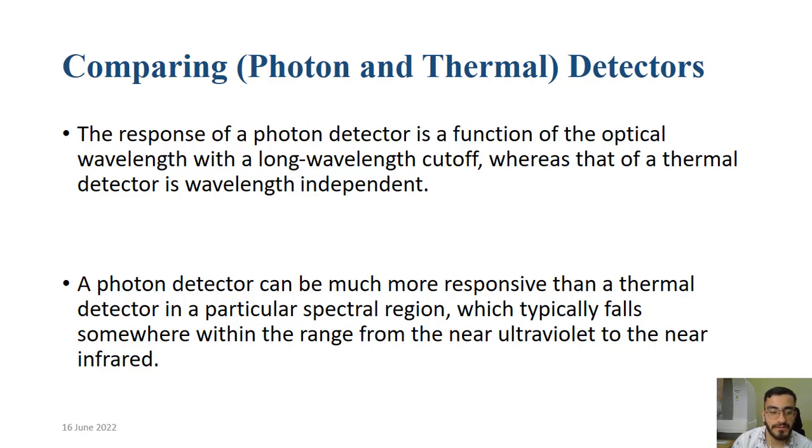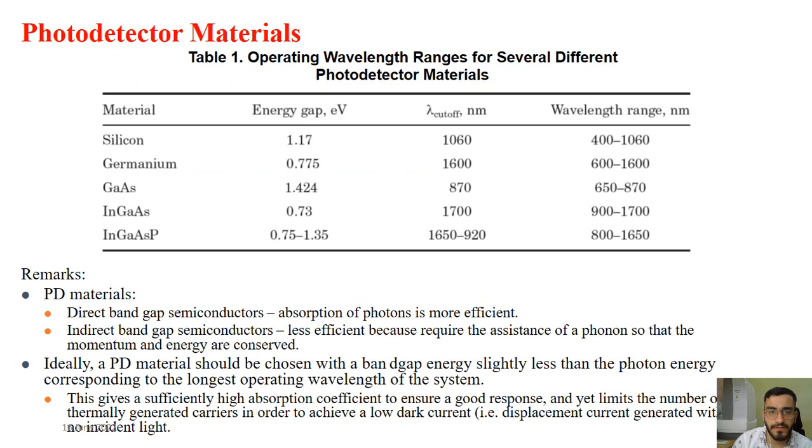In this chart, we have the photodetector materials. When we show the table, it gives the operating wavelength ranges for several different photodetector materials. We have different materials: silicon, germanium, gallium arsenide, and gallium arsenide phosphide.